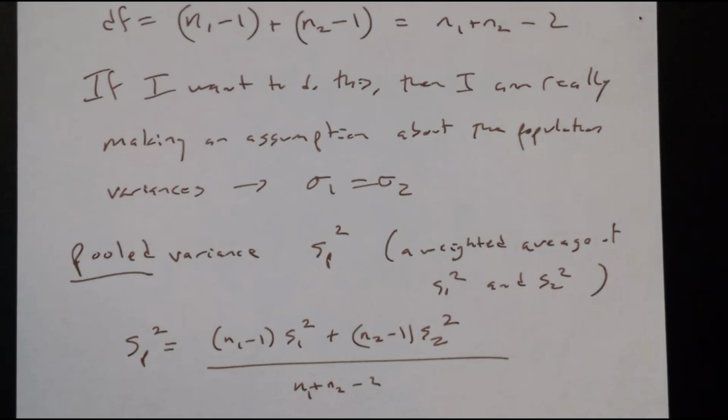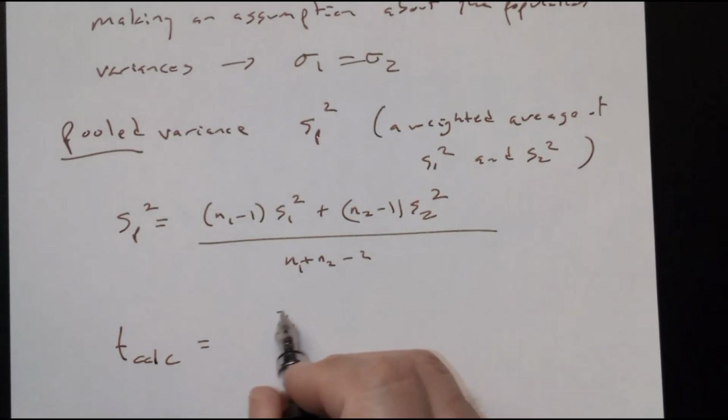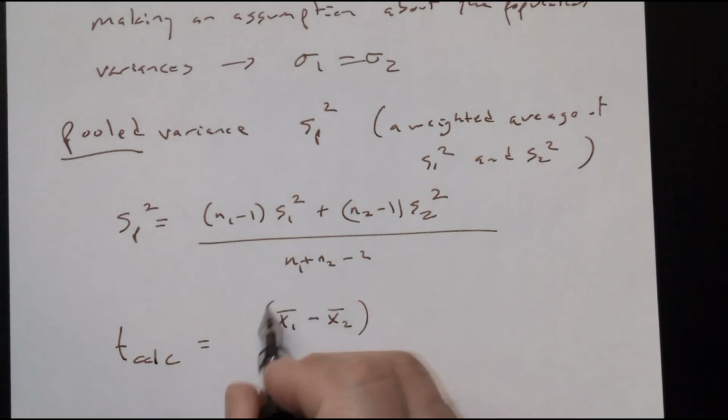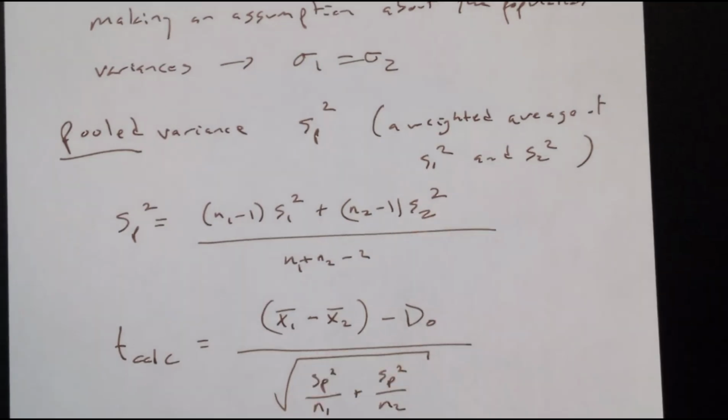The t value that I get is our average minus our benchmark over SP squared over N1 plus SP squared over N2. My standard error changed again, but SP has to be calculated from here. Doesn't that just suck?